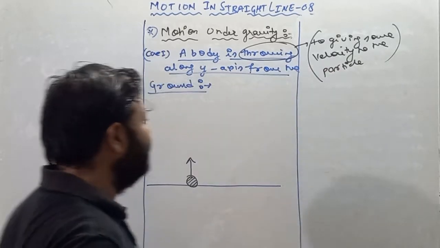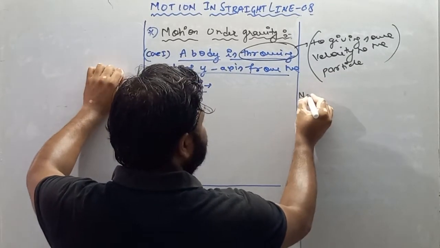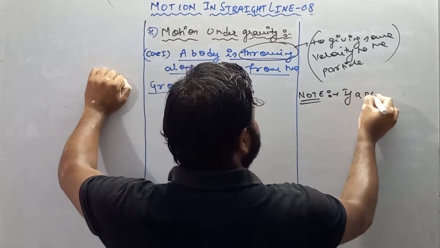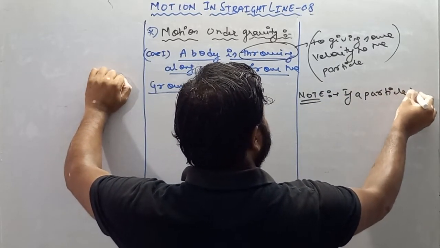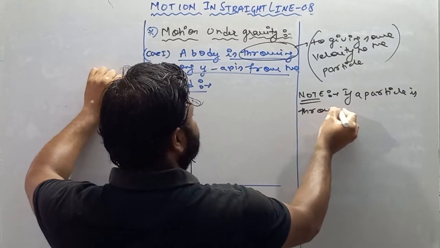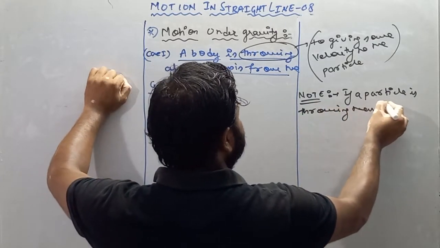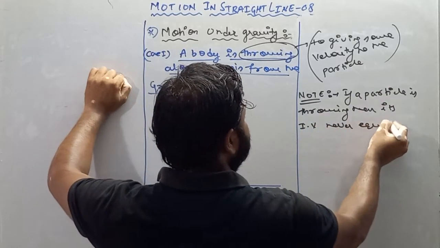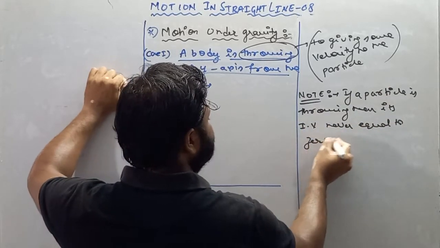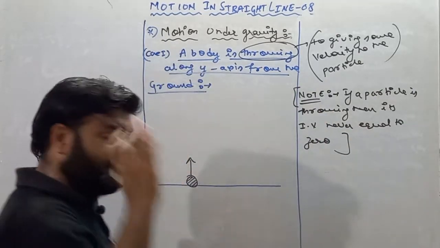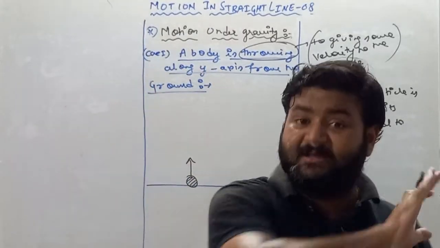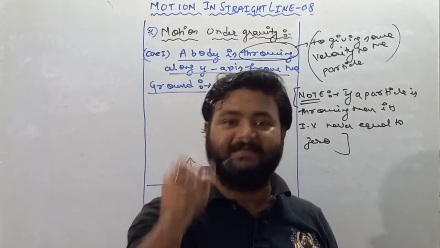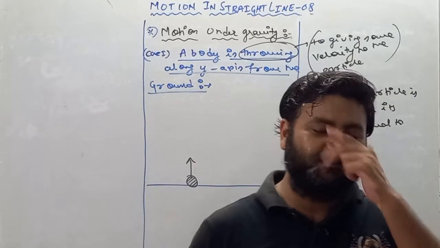So write down in the form of a note: if a particle is thrown, then its initial velocity is never equal to 0. I hope you all understand this thing. If a particle is thrown, then its initial velocity never equals 0. But if you are dropping a particle, in that case you will consider the initial velocity of the particle to be 0.